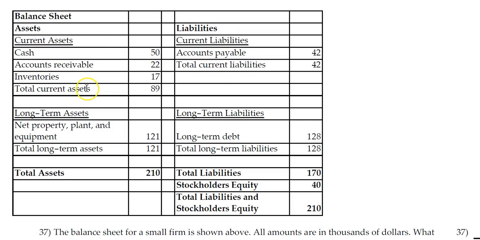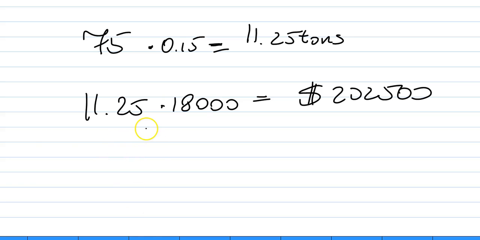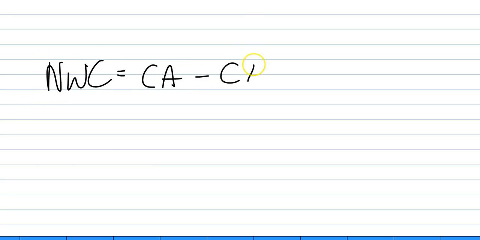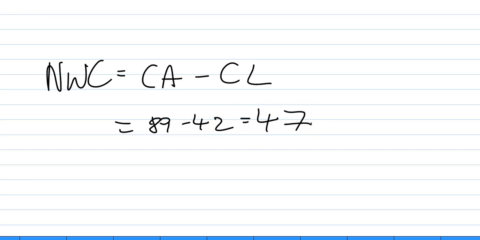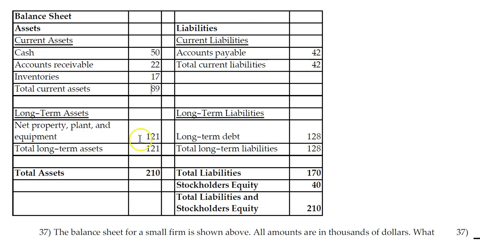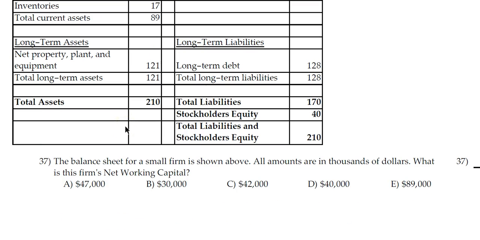We actually have current assets summarized here. They're 89. Current liabilities are 42. So very simply, net working capital is current assets minus current liabilities, which is equal to 89 minus 42, giving me 47 of net working capital, which is answer A, 47,000.